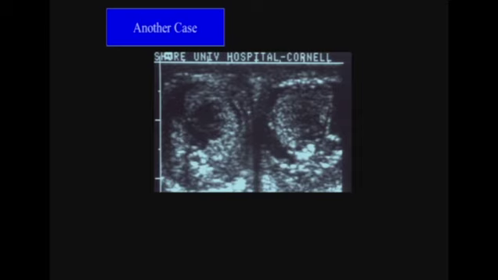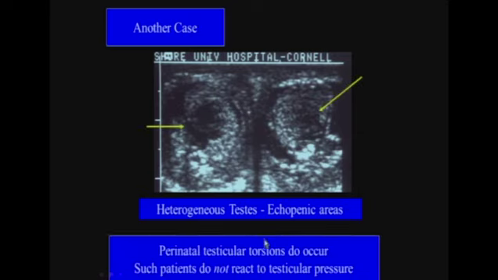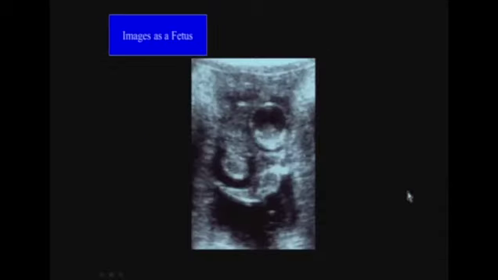So I think in 4 of our bilateral testicular torsions, therefore involving 8 testes, we had a dot of flow in 1 and were able to save 1 testicle, or at least our urologists were. This is an example of an individual who's born with a large echopenic area and a lesser echopenic area within the 2 testes. These heterogeneous testes were evidence of perinatal testicular torsion. It's said that on physical exam, such patients will not react to testicular pressure, will not feel any pain.